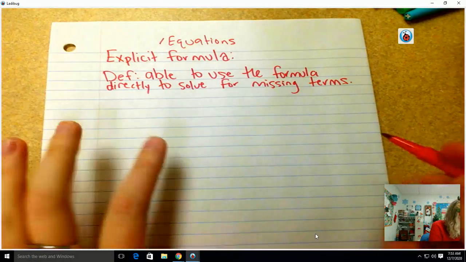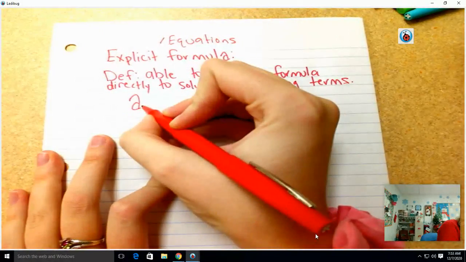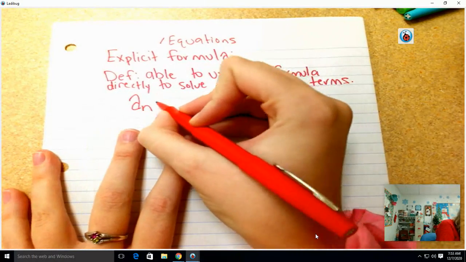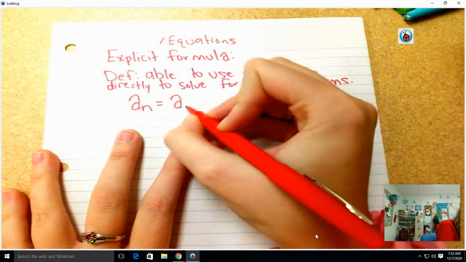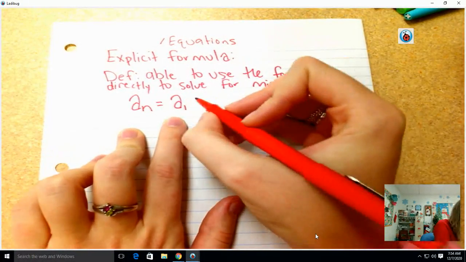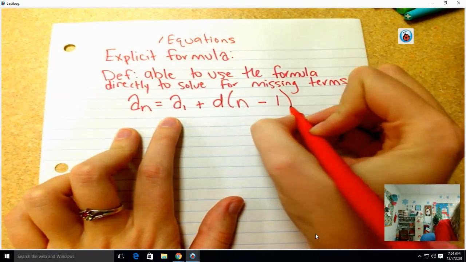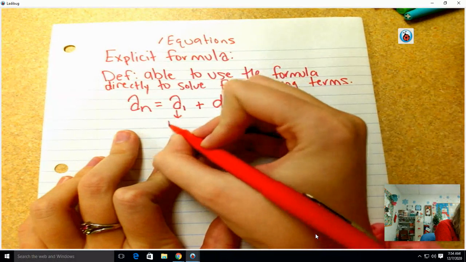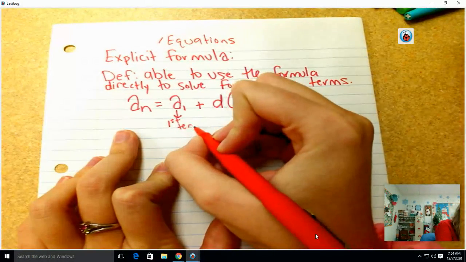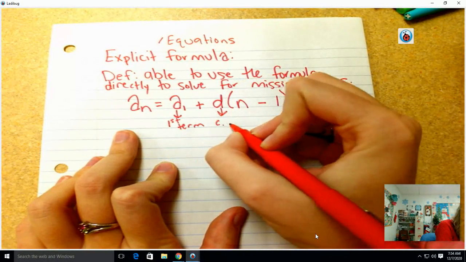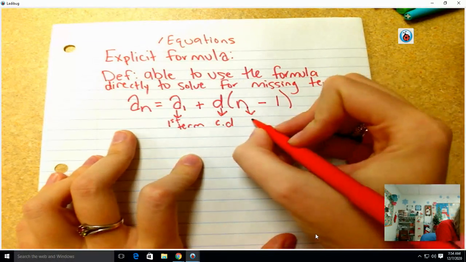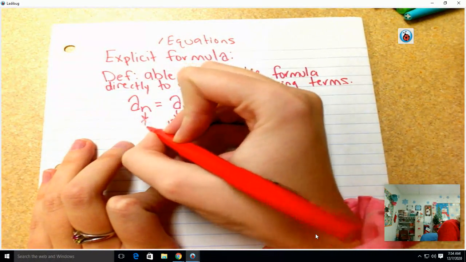So the formula for this one is going to be a_n equals a_1, so your first term, plus d times (n minus 1). So this is your first term. This is your common difference, and this is the term that you're trying to solve for, as well as this one.